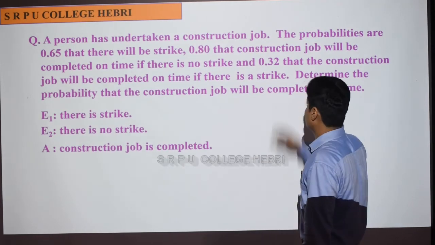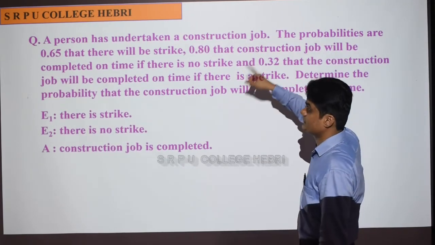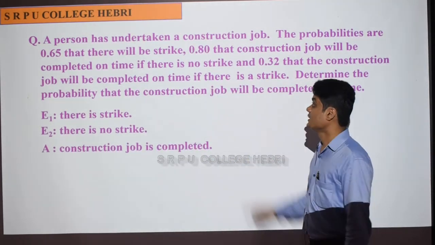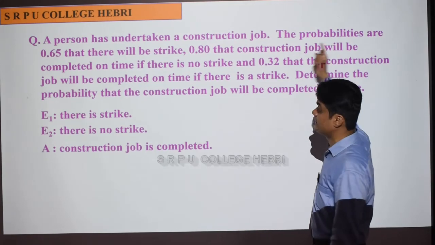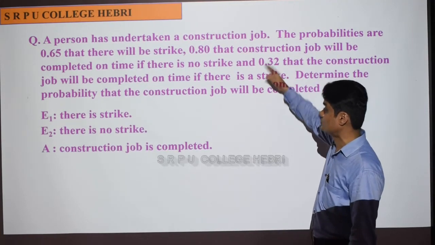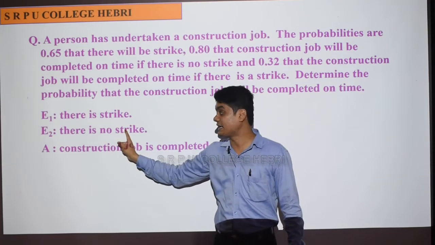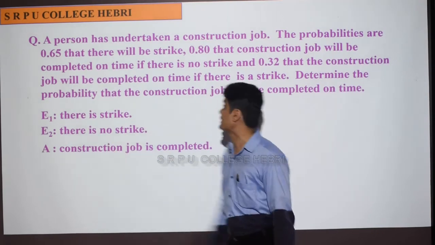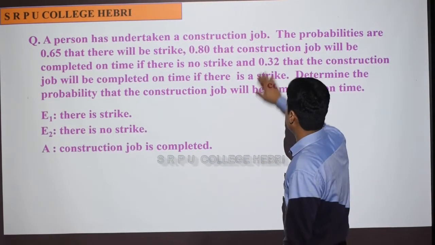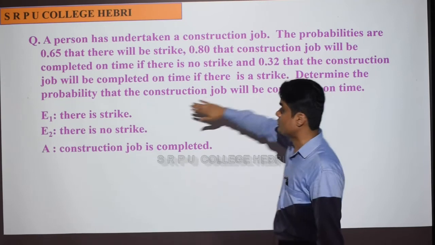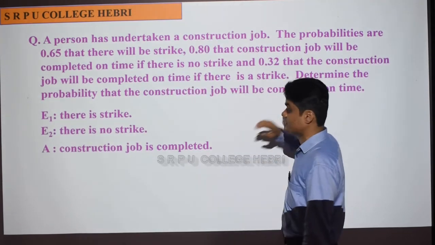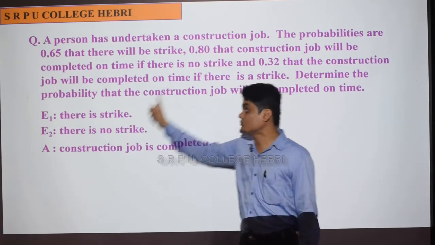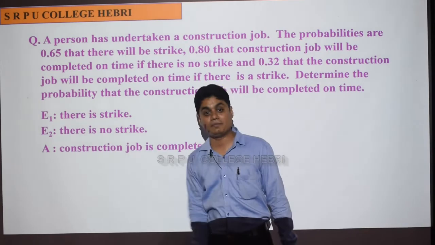The person has undertaken a construction job. The probabilities are 0.65 that there will be a strike. So what is the probability of E1? 0.65. 0.8 that the construction job will be completed on time if there is no strike, that is probability of A given E2. Probability of A given E2 is 0.80. Next: 0.32 that the construction job will be completed on time if there is a strike, and that is the probability of A given E1. So 0.80 is the probability of A given E2, 0.32 is the probability of A given E1.